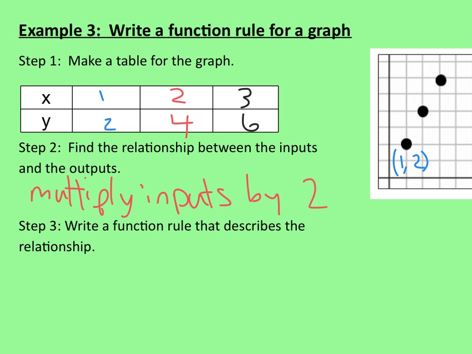Now we take that verbal model and we write down a function rule. We could write y equals 2 times x, or we could use that function notation, that f parenthesis x, instead of y equals 2x. And remember, this f parenthesis x, that's just a fancy name for y.